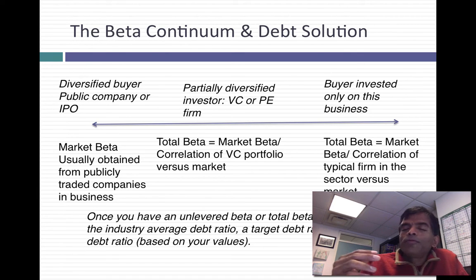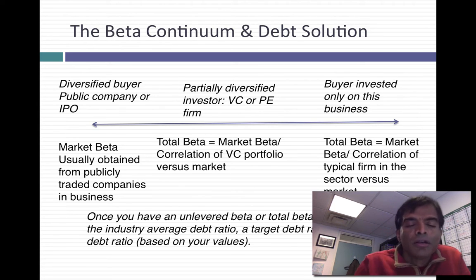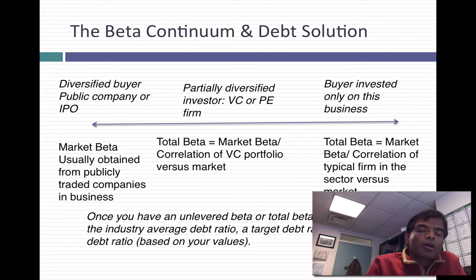It could be an investor who's completely undiversified. So the buyer is going to put all of her wealth into this business, completely undiversified. Or I could give you something in the middle, a venture capitalist or private equity investor who's partly diversified. If you're a completely diversified buyer, then the valuation looks just like a public company valuation. I use a market beta, usually from looking at publicly traded companies in the space.